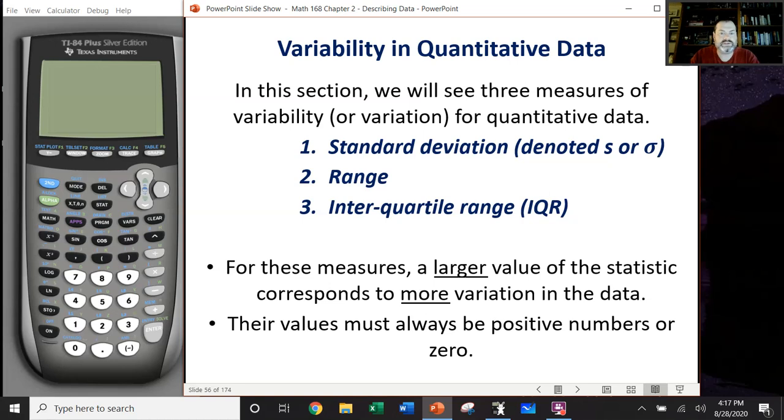So for all of these measures, a larger value of the statistic corresponds to more variation in the data. So that's what we want. When we come up with a variability measurement, we want a bigger number to mean more variability, right? That makes sense. And these values always must be positive numbers or zero. So none of these variabilities are allowed to be negative, because these are all related to distances, and distances are always positive. They're distances on the number line.